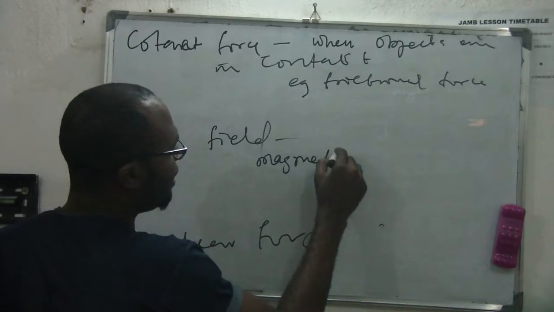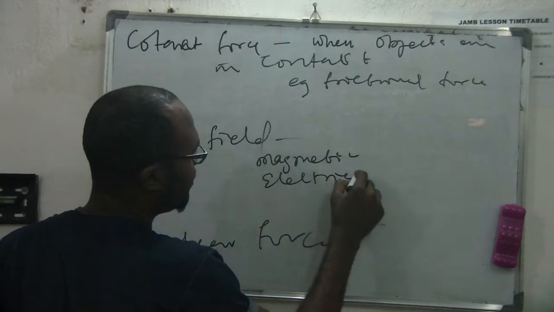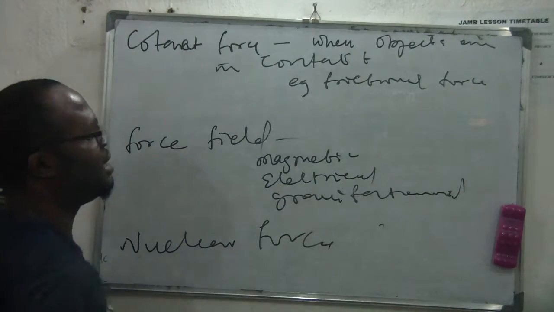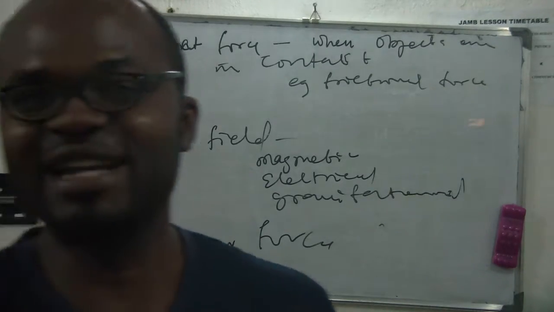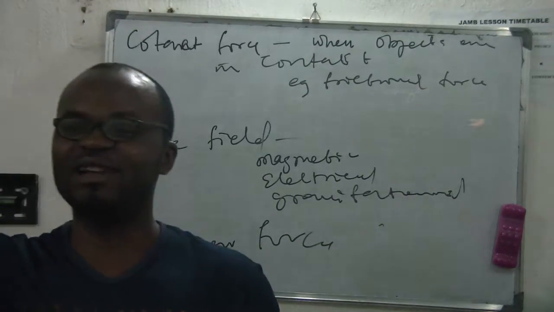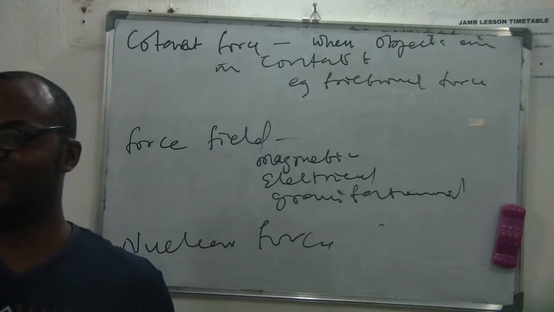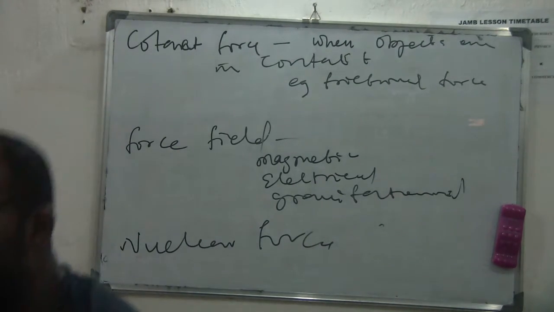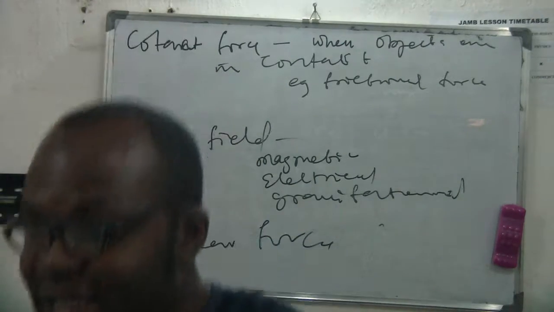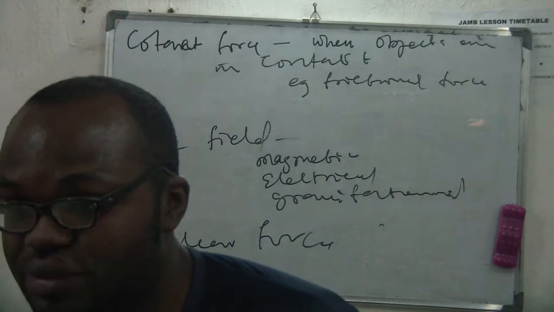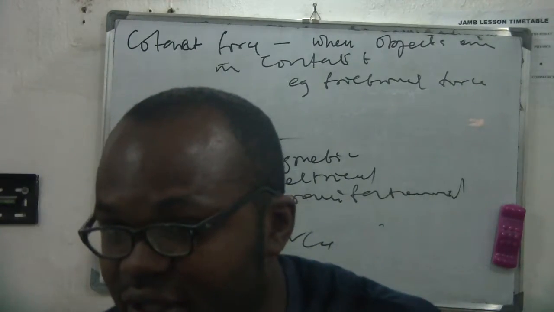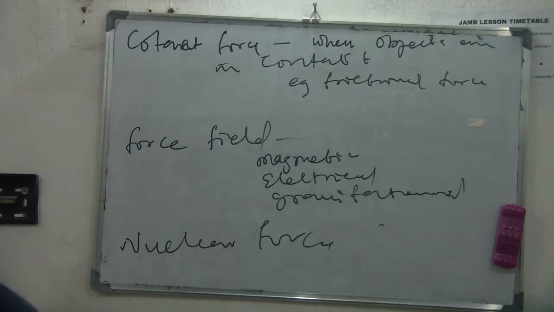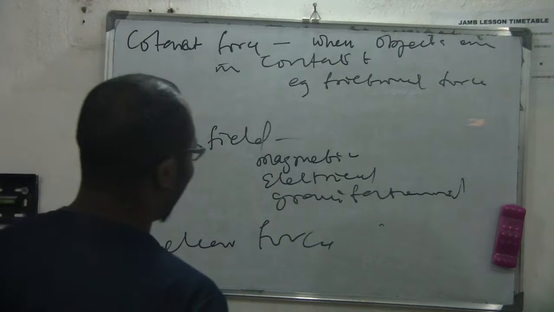What are the examples of force field? We have magnetic, electrical, and gravitational. All these are examples of force field. When they throw you into the air, or you are in an aeroplane and suddenly you want to jump, the force of gravity of the earth is what will pull you down. You cannot go out of the aeroplane and hang there. There is a force that is pulling you down, but that force is not touching you, it's acting within a region of the earth. So such force is a force field, and that is called gravitational force.